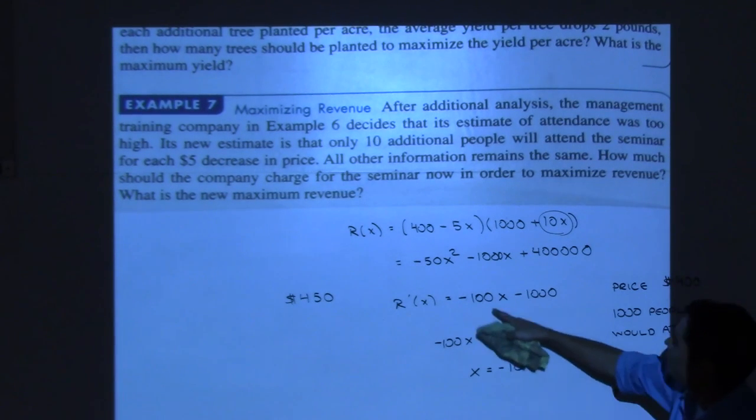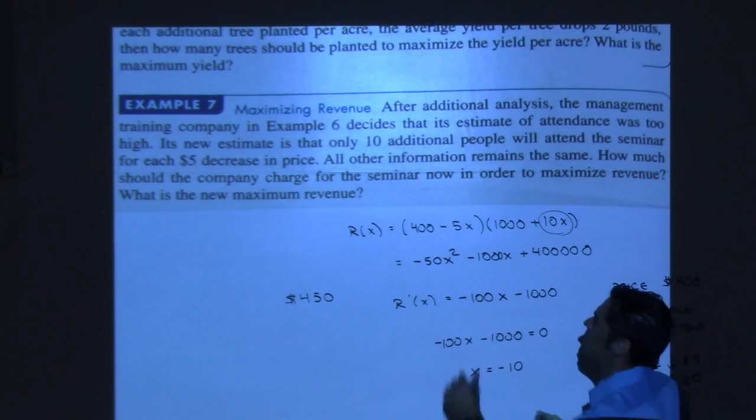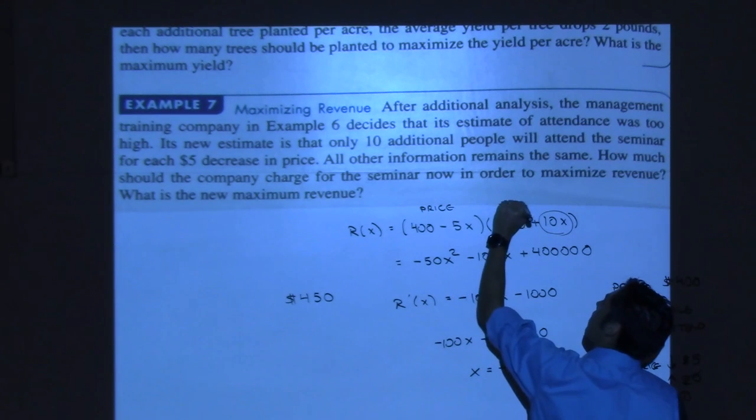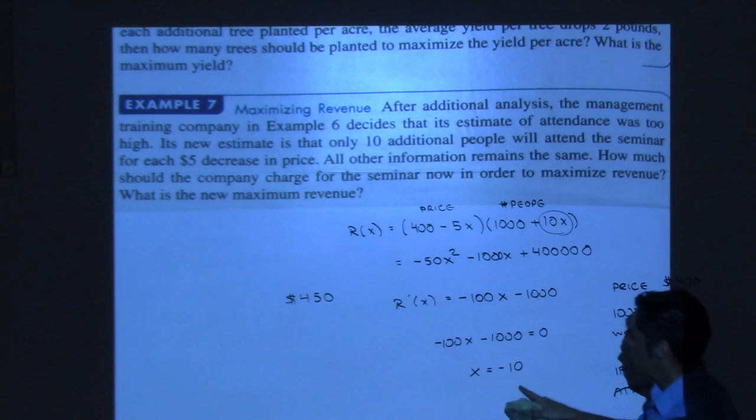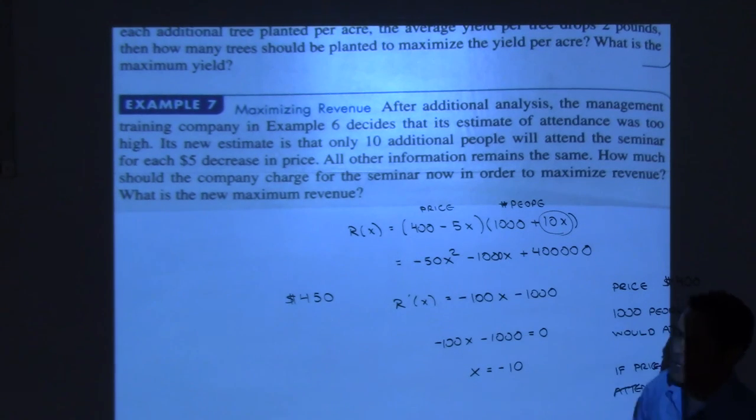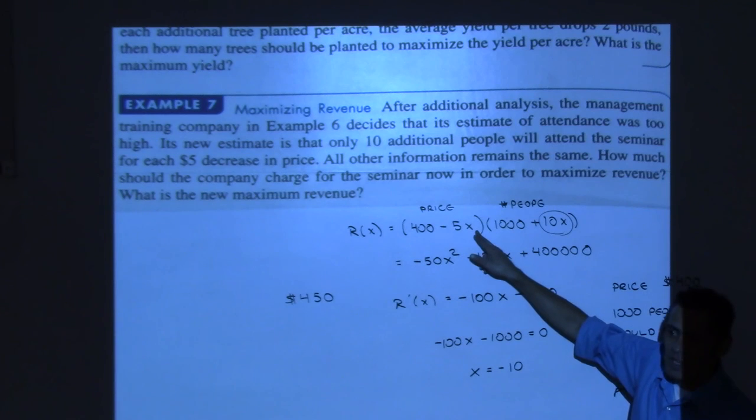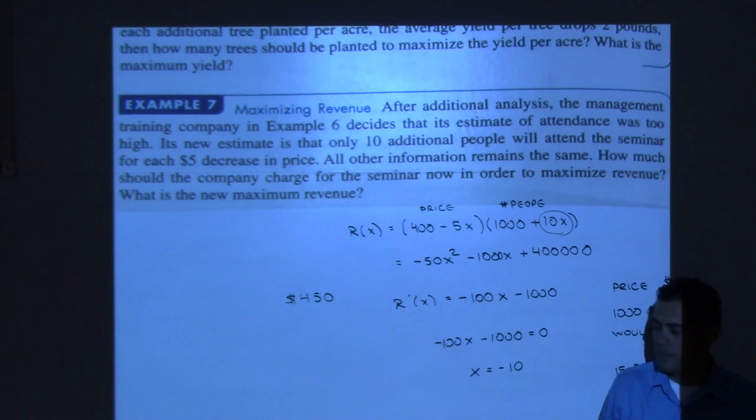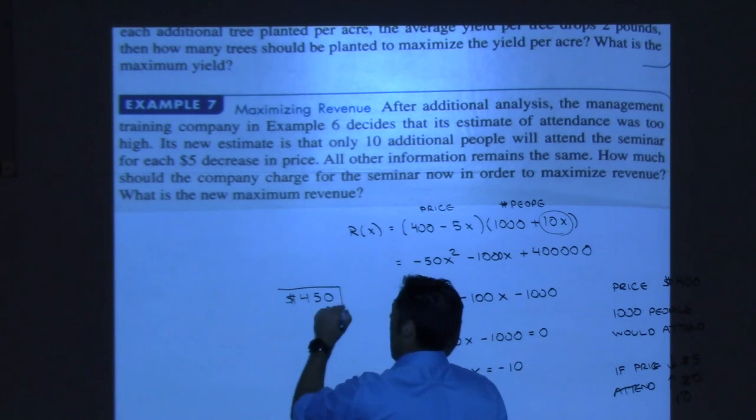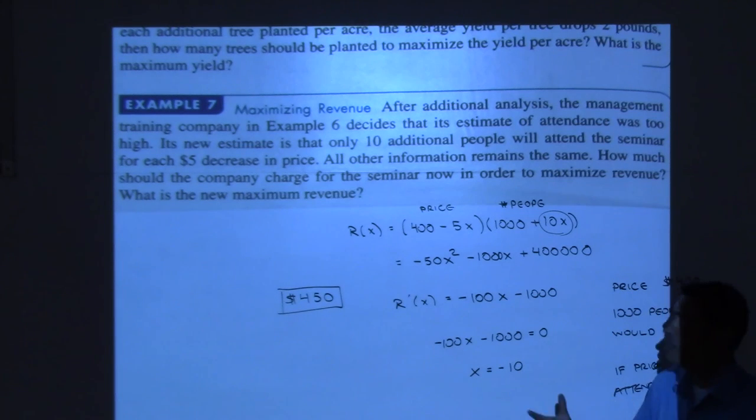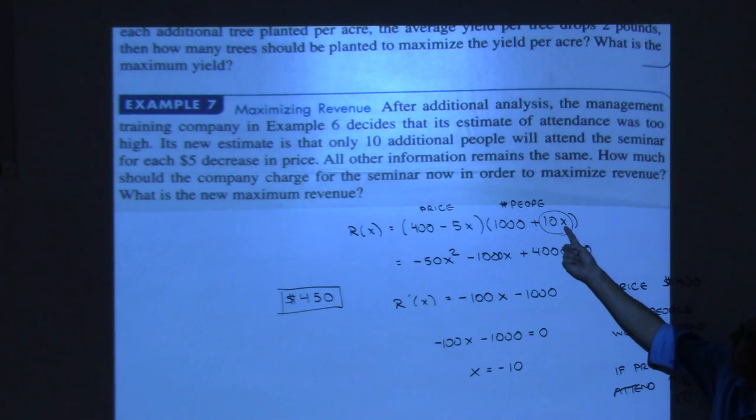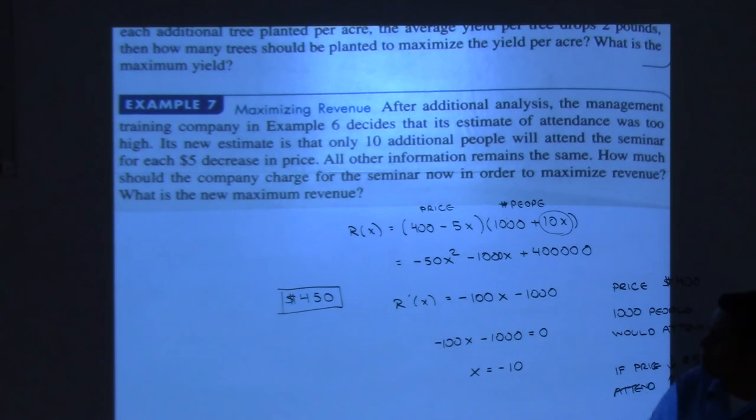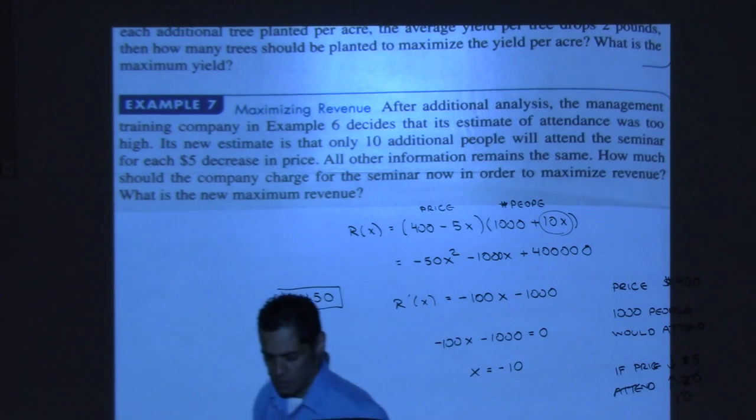So we're going to take negative 10 and plug it in here. Remember, this was the price, and this was the number of people that are going to attend. If we replace negative 10 in here, you get negative 5 times negative 10, which is positive 50. So you get 450 for the price. That is correct. To find the revenue, you replace this with negative 10, and that gives you minus 100. So 900 people, fewer people, are going to show up. 900 times this is whatever.